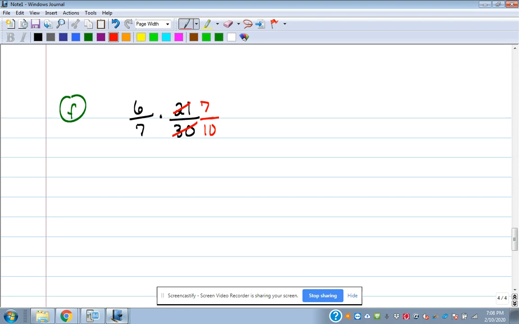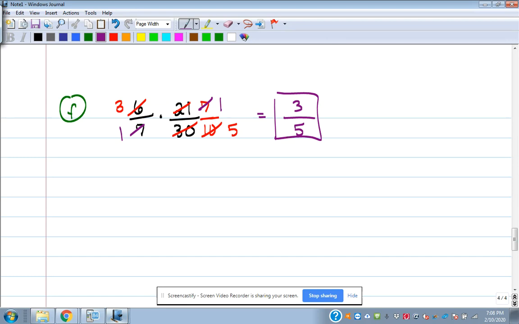So 6 and 10 are both divisible by what? 2. 2 goes into 6 3 times and into 10 5 times. And then what about 7 and 7? By 7, yeah. Both of them divisible by 7. Once you've done that mess, all you got to do now is take those really small numbers and multiply across. 3 times 1 is 3. 1 times 5 is 5.